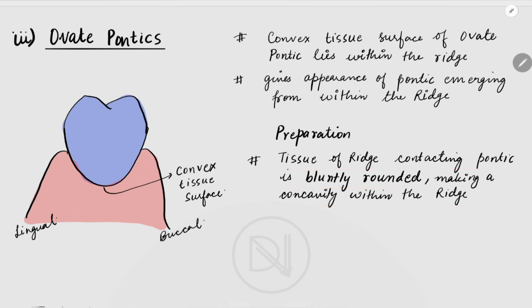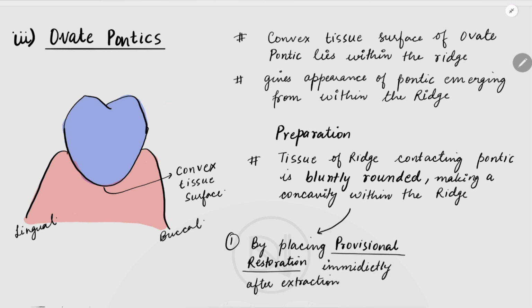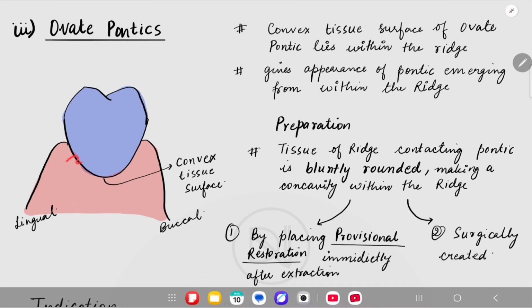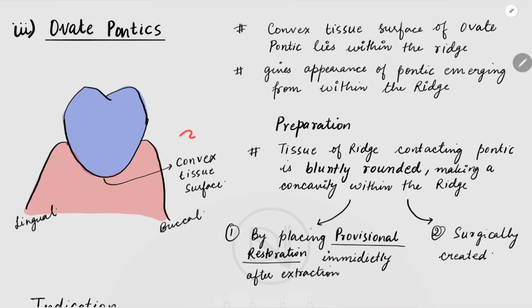So how is it done? It is basically prepared by two methods. The first, you can use in a freshly extracted socket, or you can prepare it surgically. All right. So by placing the provisional restoration immediately after extraction in a fresh socket, you can also prepare the space for the Pontic, or by the help of surgery. So if the patient comes and he is having a ridge, then by the help of surgery you can remove this portion and make a concavity here onto which your Pontic can rest.